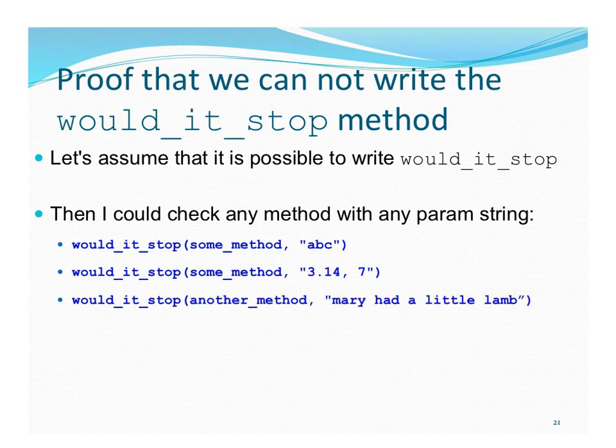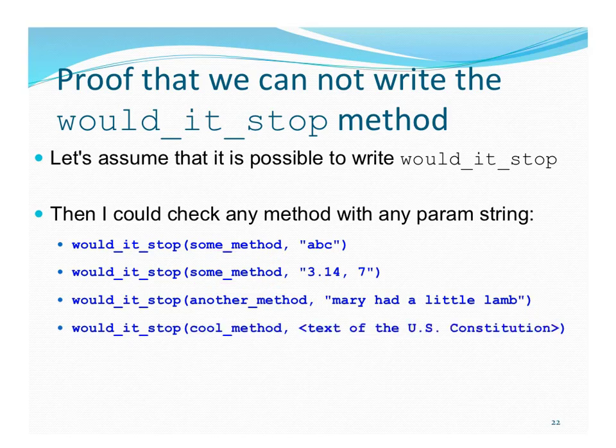And since would it stop is a generic method, it's going to work on any method and parameter pair we put in. I don't have to just run it on some method, I could run it on another method, and I could pass in the string Mary had a little lamb as my parameter, and would it stop would give me the correct answer. And if I had a super cool method, would it stop would still work. And I could put in a really long parameter string. I could put in the text of the entire U.S. Constitution, including the preamble, and all the amendments.